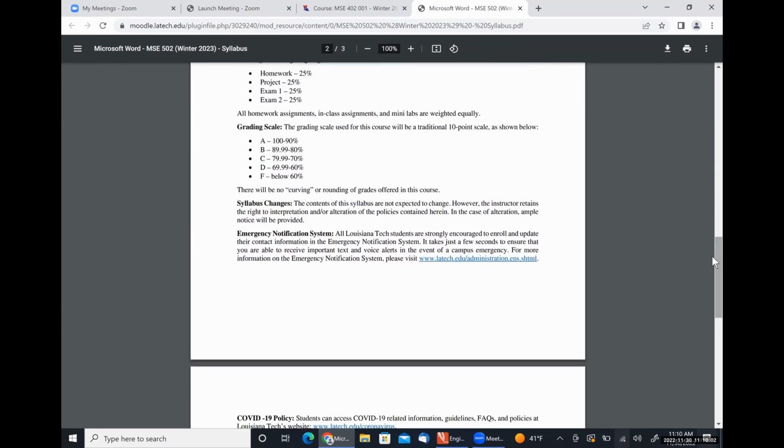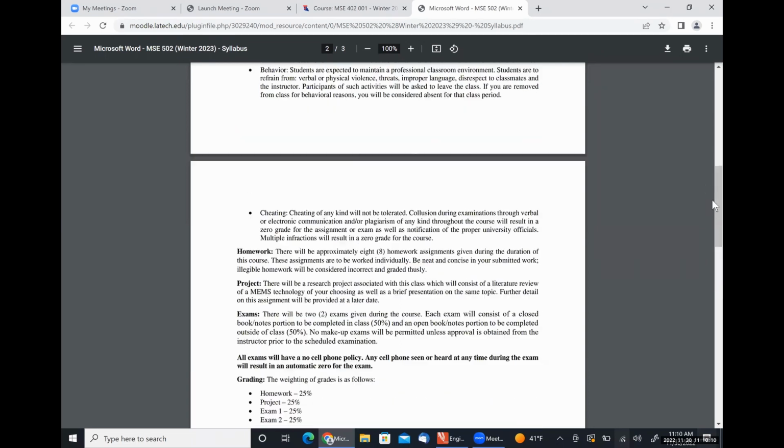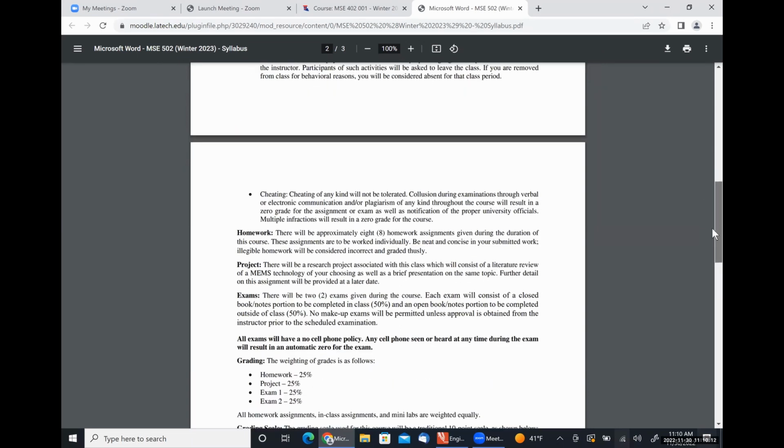Here's a little bit regarding the emergency notification system. Effectively sign up for this so that if we have a snow day, you get a text and don't show up to school when nobody else does. Scroll the wrong direction.